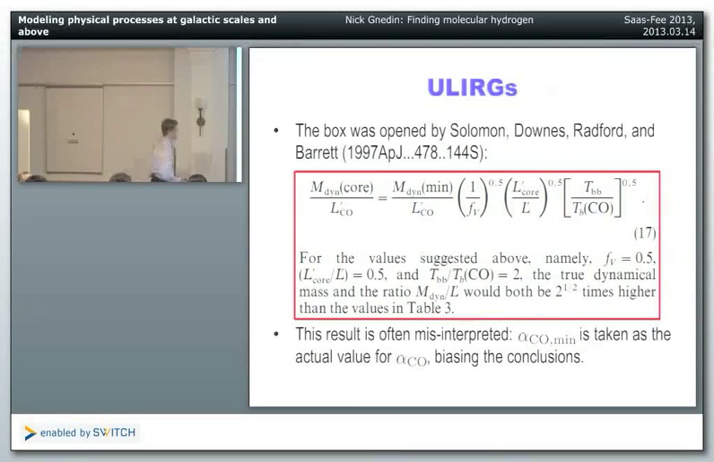So for a long time, there was this idea, based on this paper, that this alpha factor should be lower in these ultraluminous infrared galaxies.